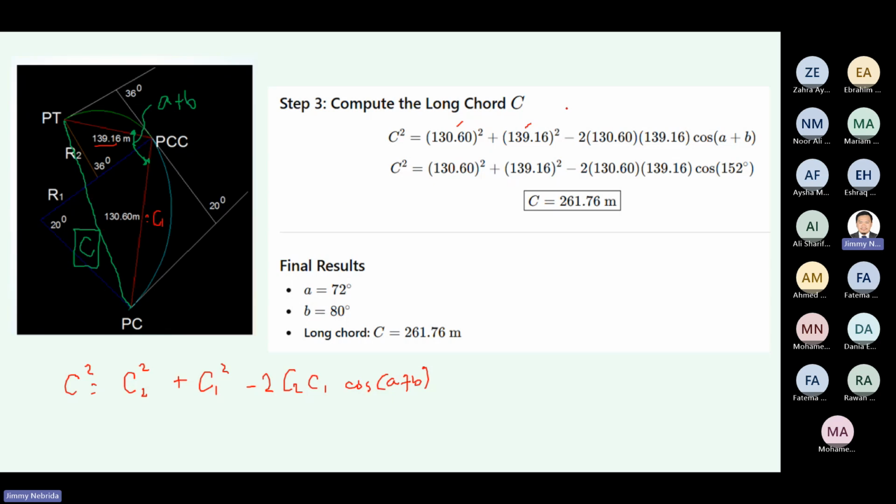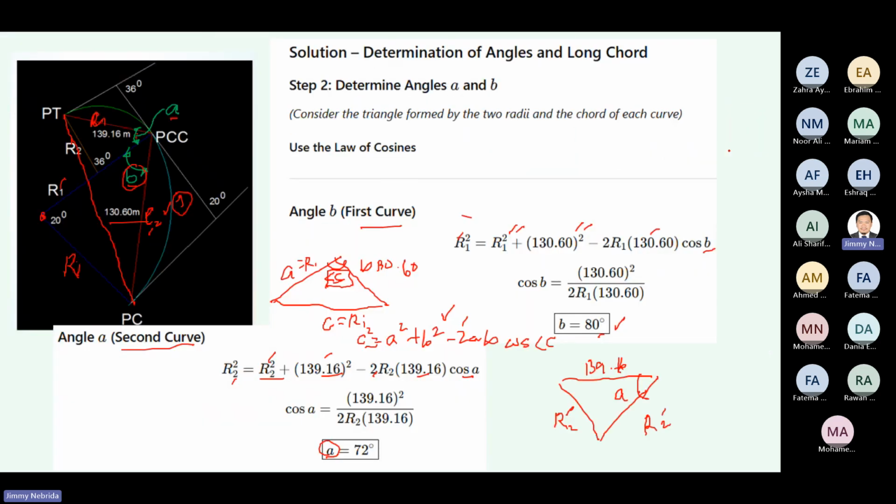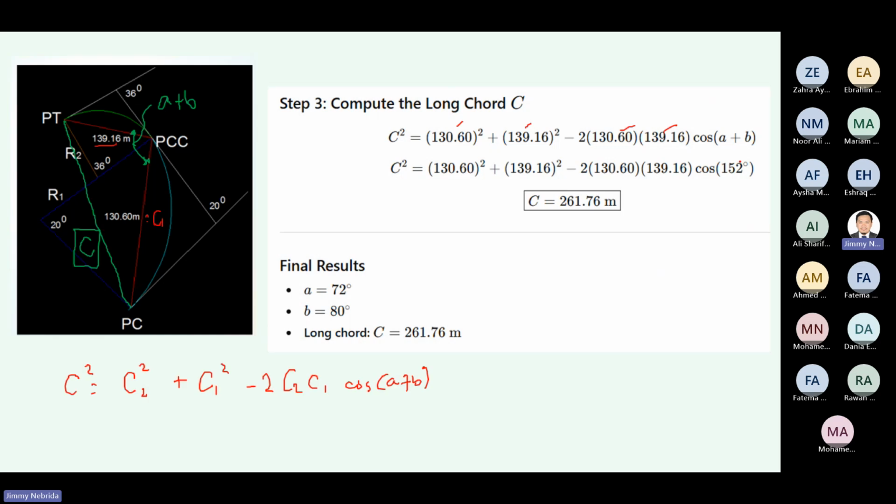The drawing is not to proportion, okay? Then you substitute here. A and B, we already have the values earlier. That is 80 plus 72 is 152. Therefore, we can calculate the long chord of the compound curve. Long chord of the compound curve, from PT to PC, is equal to 271.76 meters.